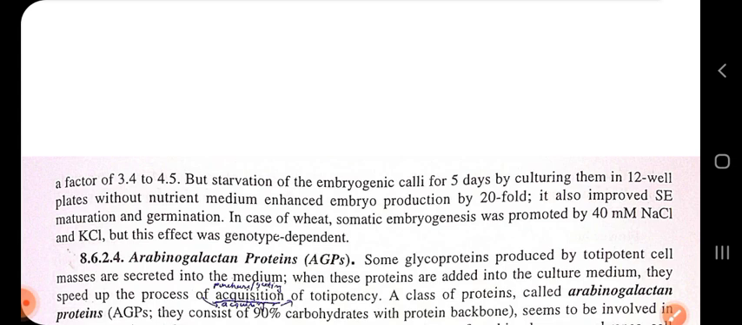Now, in wheat, somatic embryo formation was promoted by 40 millimolar NaCl and KCl, but this effect was genotype dependent. That means in the wheat plant also, somatic embryogenesis is made possible by promoting chemicals, like when we add 40 millimolar NaCl and KCl to the culture medium. But it shows that it fully depends on the genotype, the gene content of the wheat, what family or what species of wheat we are using.